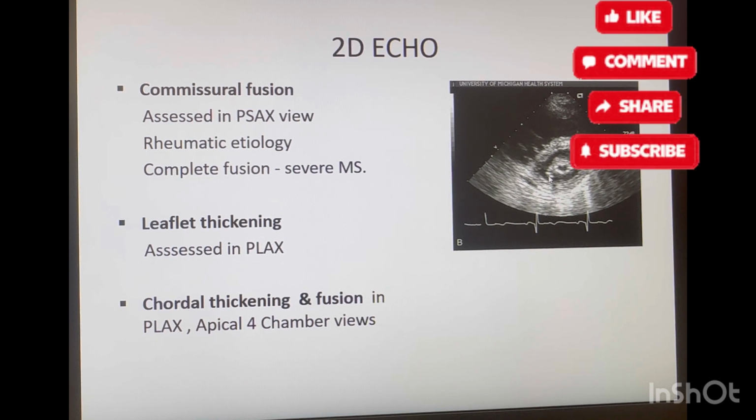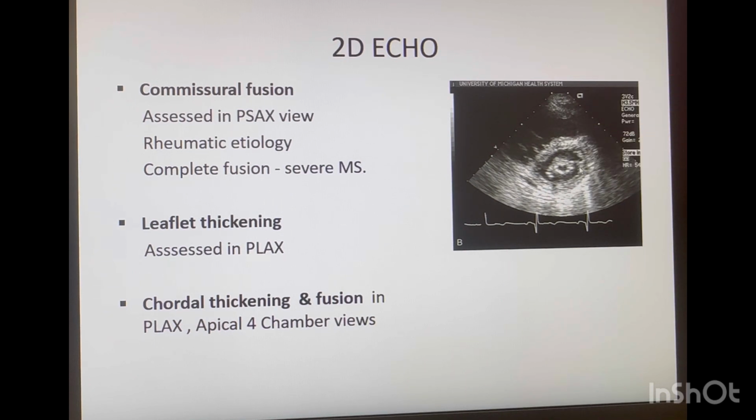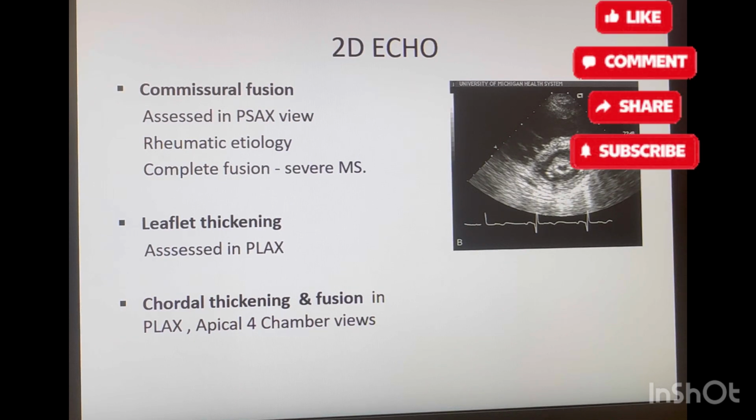Okay, if they are fused or one of them is fused, you need to write the name that, okay, anterolateral commissure is fused while the posteromedial is split. But if you see both the commissures are fused, it means you are talking about severe mitral stenosis. Okay, so again I will repeat the name. This is your anterolateral and this is your posteromedial commissure. Keep in mind how I keep in my mind that the one which is near to the lateral wall is known as anterolateral, the one which is towards the posterior or inferior wall is known as posteromedial commissure.